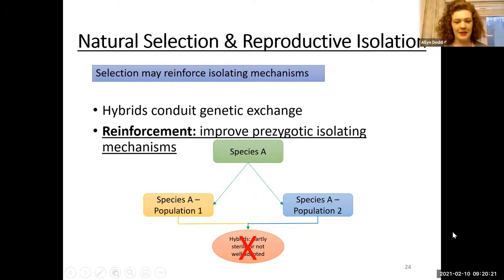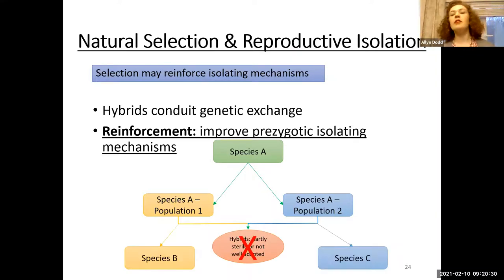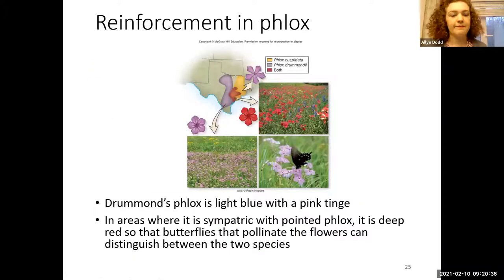Oh, I X'd them out. There you go. We X'd out the hybrids because of reinforcement, because they were not well suited. So selection is reinforcing prezygotic isolating mechanisms, and we have new species. Okay, here's an example of reinforcement.